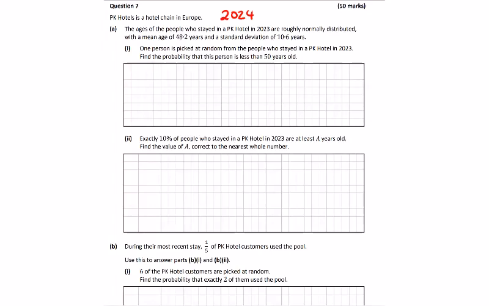2024 question 7 begins with statistics. The ages of people who stayed in a hotel, normally distributed. So we're going to draw a normal distribution curve. Mean of 48.2 in the middle, and standard deviation of 10.6. Find the probability they're less than 50.